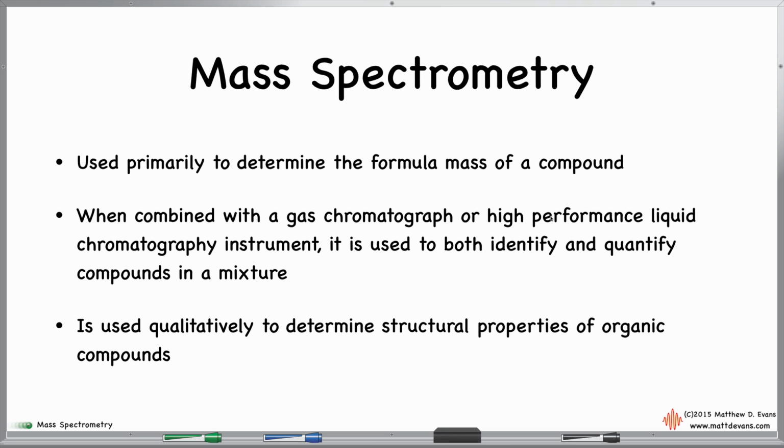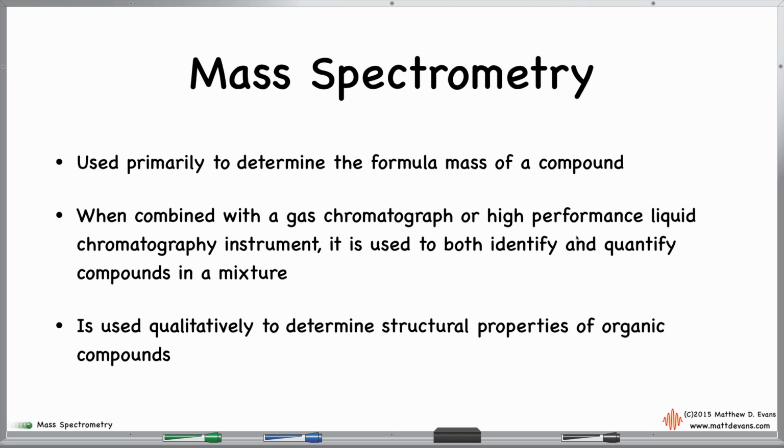I've got a couple of these in the Shasta College laboratory as well. We're not using them right now, but that's similar to gas chromatography, except that we're using a liquid phase instead of a gas phase. But the point is the same, to separate components of a mixture. So, all right, mass spectrometry is used both to identify and quantify compounds in a mixture. So we use this for both purposes.